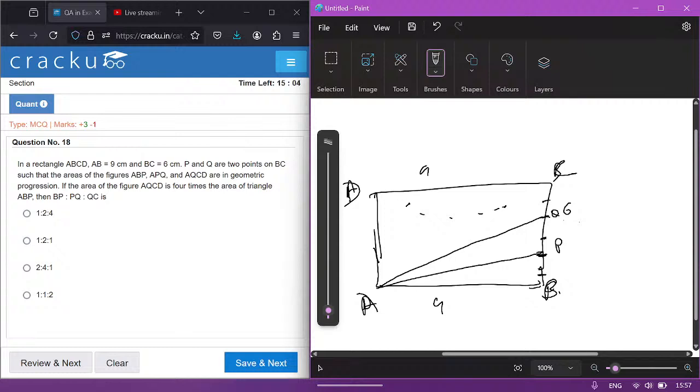So area of ABP is what? Half into 9 into, let's say this is X. Let's say this is Y. Let's say this is Z. So area of ABP is 9x by 2. And area of APQ would be what? Because it is GP.